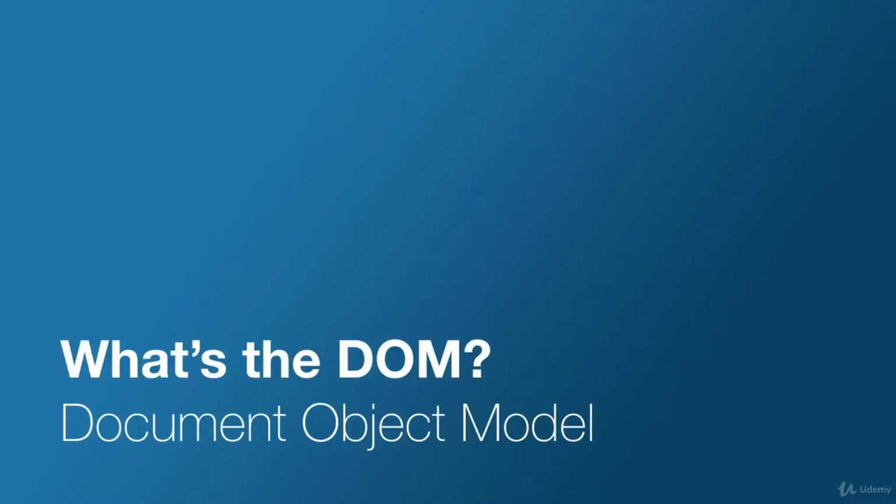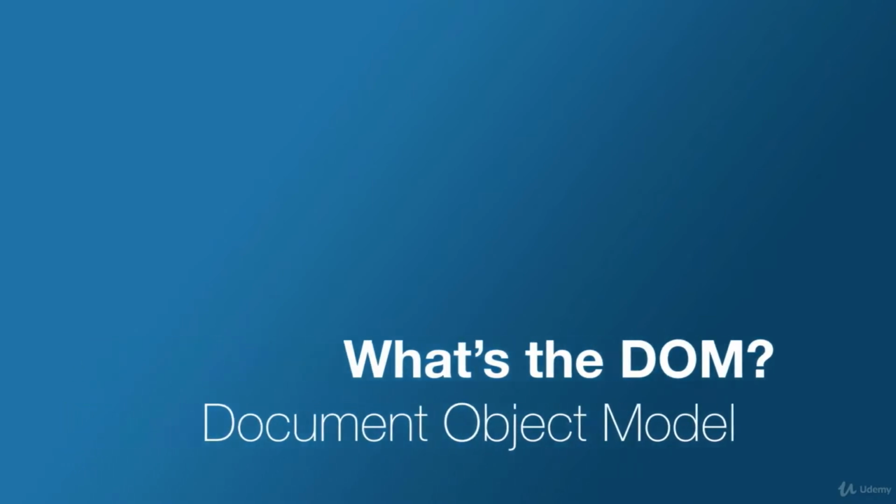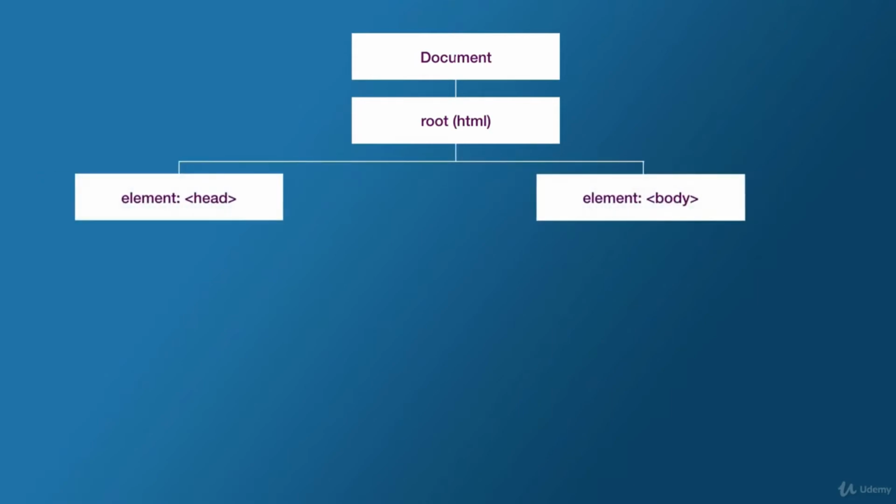So let's see what is the DOM in JavaScript. DOM stands for Document Object Model, and we're going to see a diagram that is going to show in a better way what exactly the DOM is. Normally your HTML file is going to be referred to as the document. Once you are in the document, you will have two different main areas. One is going to be the head and the other one is going to be the body.